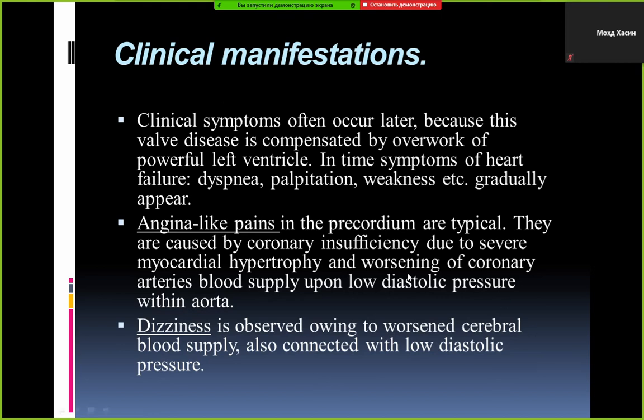So once again, I emphasize that in case of aortic incompetence, diastolic pressure is very low, and that is why coronary arteries blood supply decreases and the patient will have angina-like pains. The next very important symptom of aortic incompetence is dizziness. Dizziness is observed owing to worsened cerebral blood supply, also connected with low diastolic pressure.